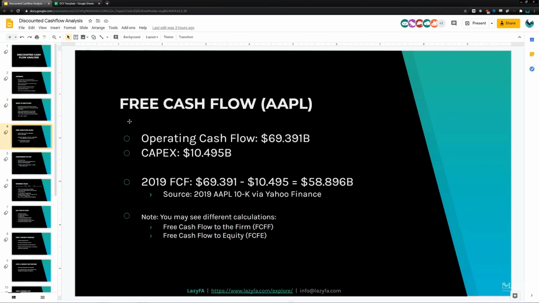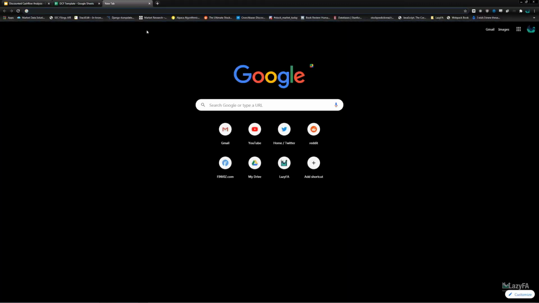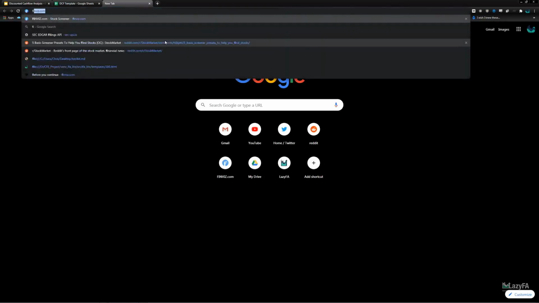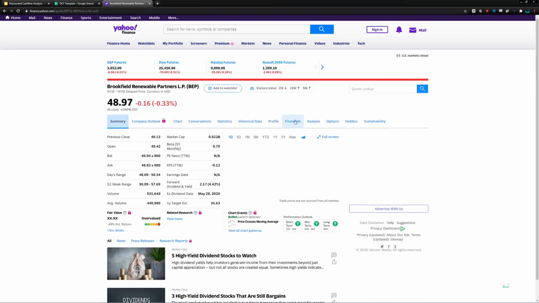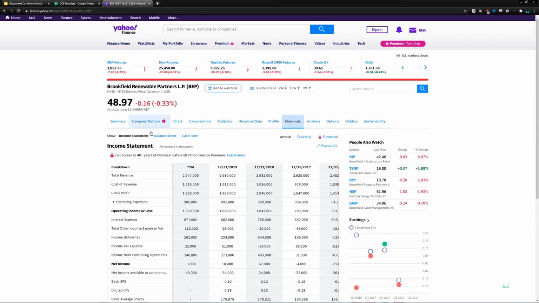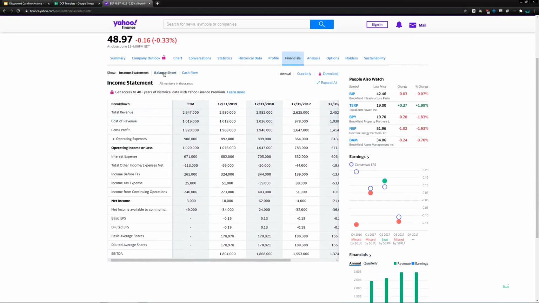So just to give you an example, we're going to use Apple tonight because it has quality data, and also it's an easy company to value. So we'll use that as an example. And in order to find its free cash flow, I'm going to try to stick with free stuff for the most part. So let's go to finance.yahoo.com. And if you just throw in Apple and then click on financials, all of their financial statements are here.